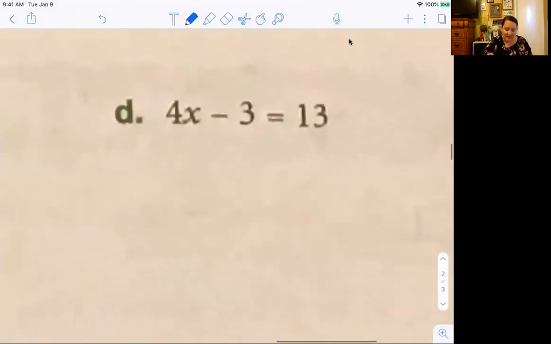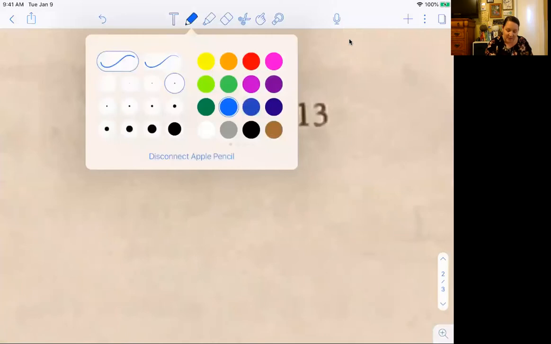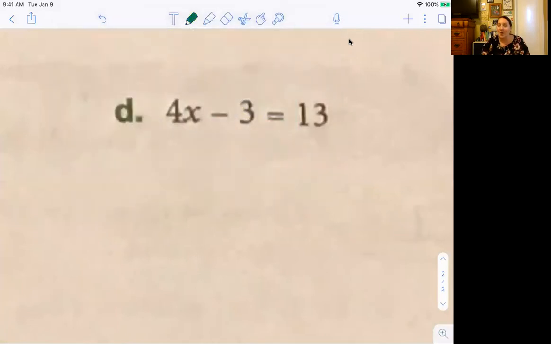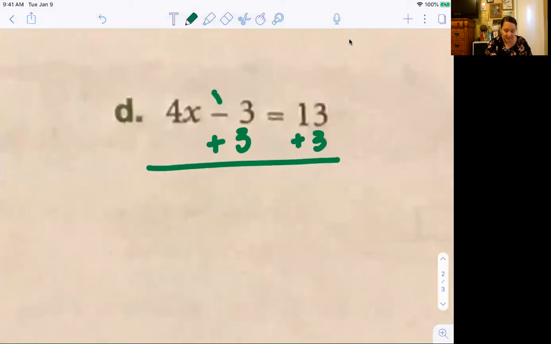How about letter D? I have 4x minus 3 equals 13. What's the opposite of subtracting 3? Adding 3. So we're going to add 3 to both sides of our equation because that's our first step here. And we get 4x equals 16.